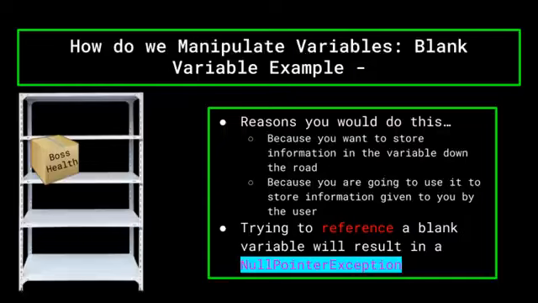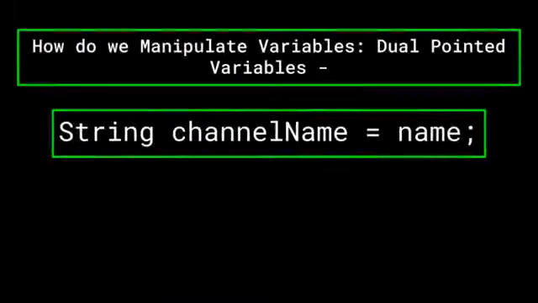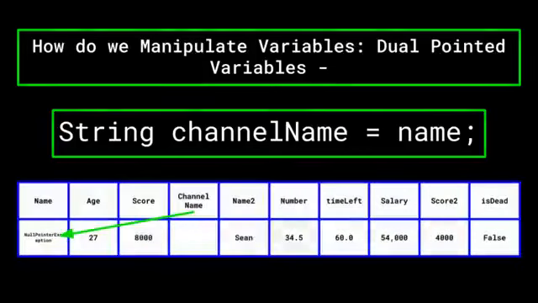Now, programming languages allow us to do some pretty cool things with these boxes that we've created. For example, let's say we created a second variable called channel name, and instead of setting it equal to null pointer exception, we instead set it equal to our already created name variable. This doesn't create a new space in memory for this variable; however, it simply points to the same location in memory we have already created for the name variable.